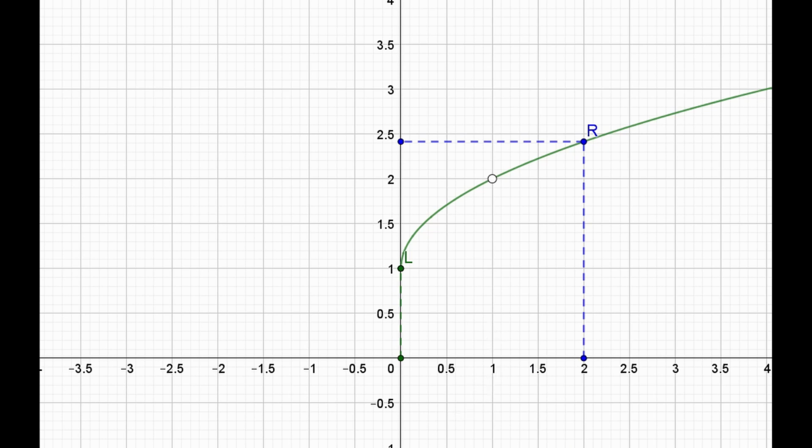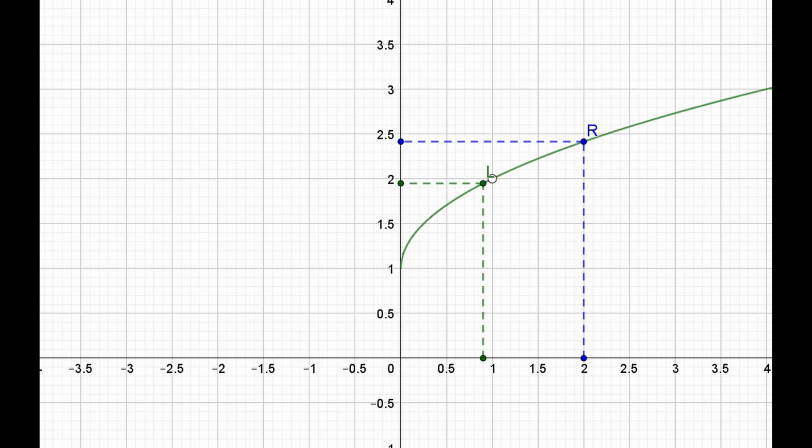Observe that when the x value of the function from the left is moving closer to 1, the function is moving closer to what number? I'll give you 5 seconds to observe the graph. By observing the graph, the function is moving closer to 2 as its x is moving closer to 1.